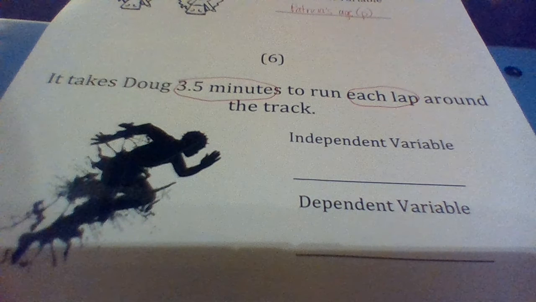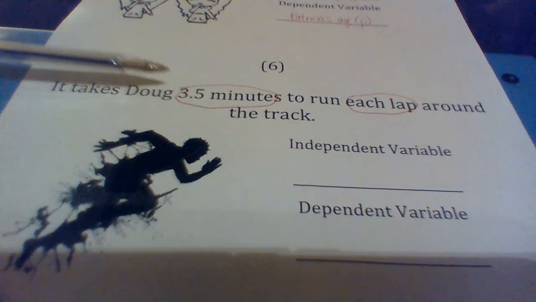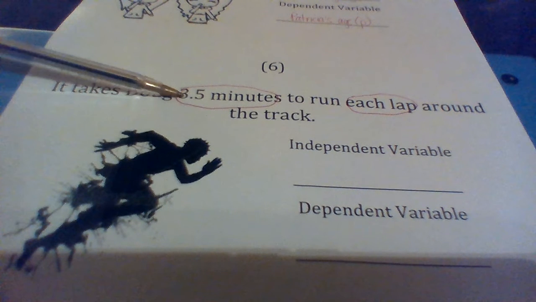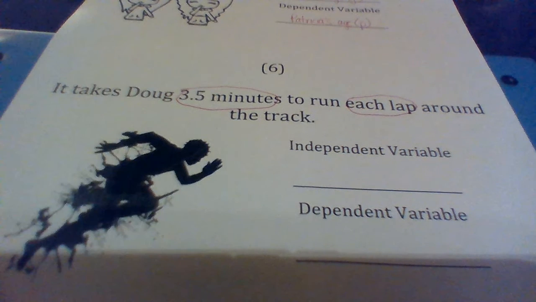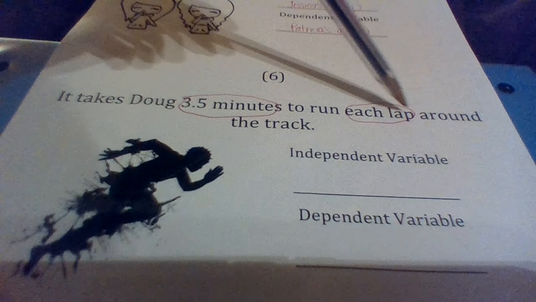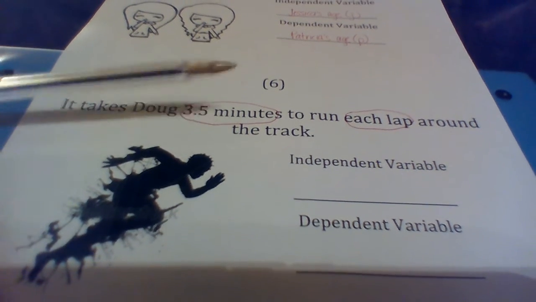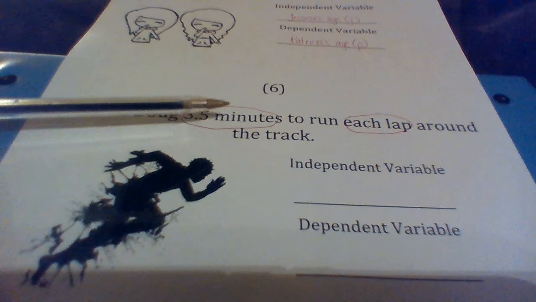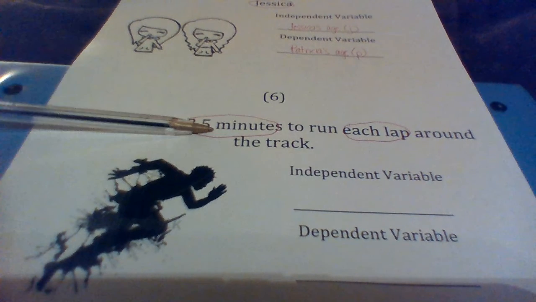Now, notice I did the same thing as last time. I included our numbers because if we're using our cubes, we do our numbers and our units, and each, remember, stands for 1. Sometimes it means division, but in this case, when it's in front of our variable or our label or unit, it means 1. So for 1 lap, it takes him 3.5 minutes. Now we have to stop and think. Does the number of minutes depend on the number of laps he does, or does the number of laps depend on the number of minutes?